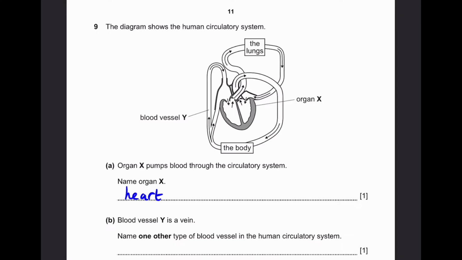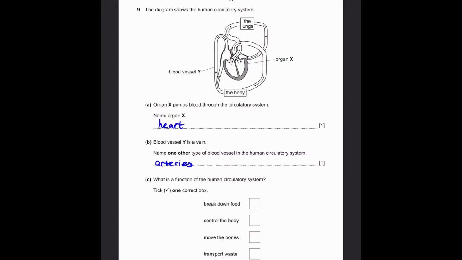B. Blood vessel Y is a vein. Name one other type of blood vessel in the human circulatory system. There's 2 different answers. One is arteries, and the other one is capillaries. I'm writing arteries here, but if you want to write capillaries, this is the spelling right here. That's the answer.